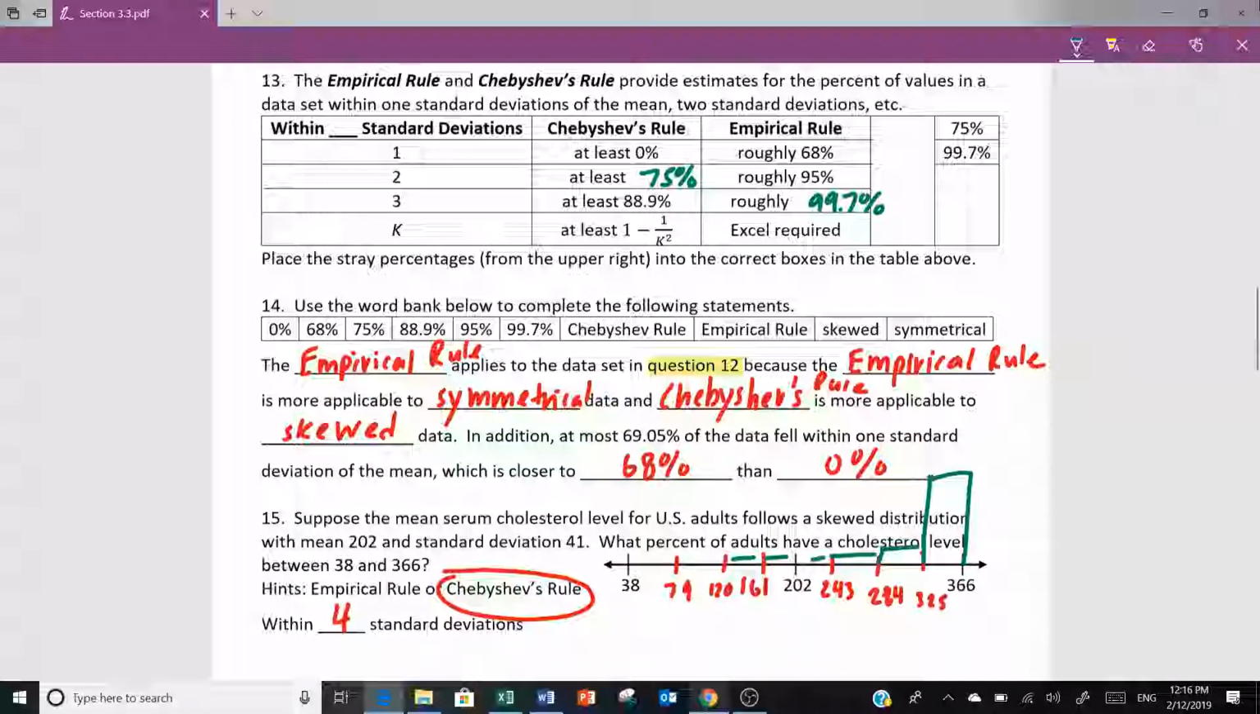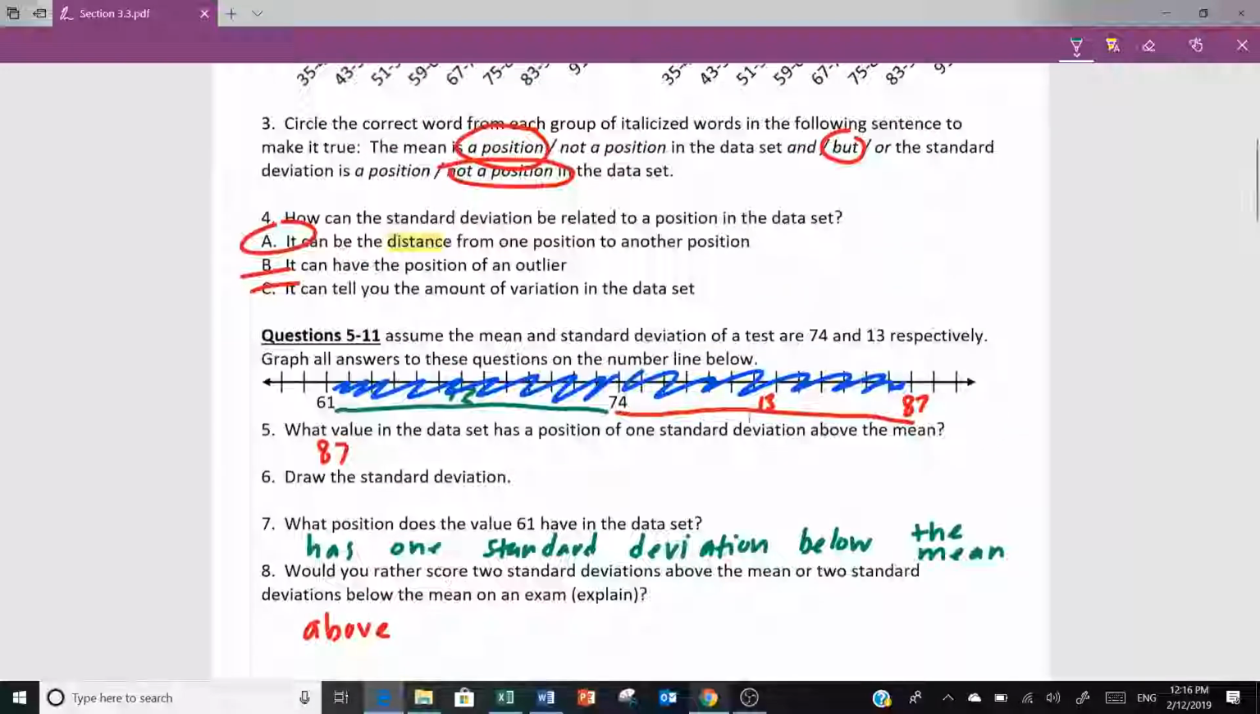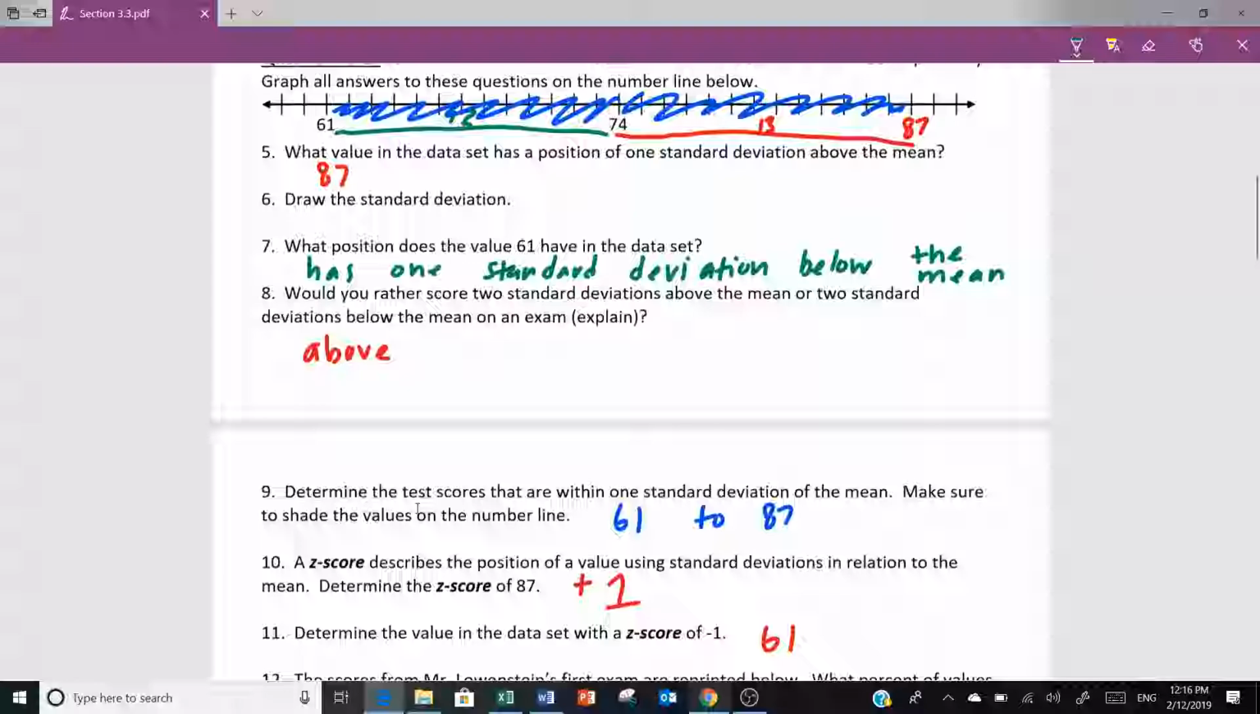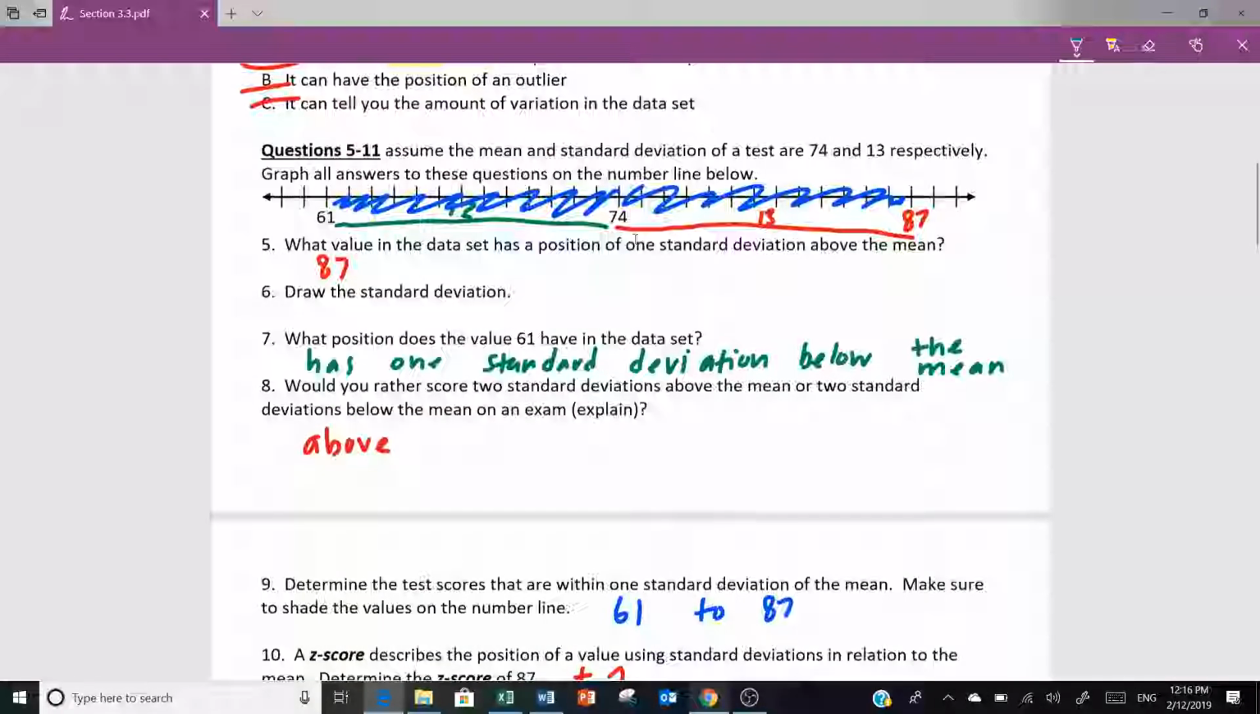Oh, why we wouldn't put 8? It has to do with over here in this problem, where it says: determine the test scores that are within 1 standard deviation of the mean. Within 1 standard deviation meant no more than 1 above or no less than 1 below. Even though that actually covers 2 standard deviations, it's still within. So same thing with within 4, it covers 8 standard deviations.